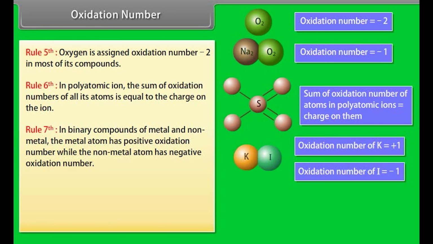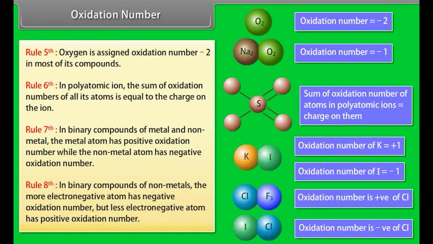Rule seventh. In binary compounds of metal and non-metal, the metal atom has positive oxidation number, while the non-metal atom has negative oxidation number. Rule eighth. In binary compounds of non-metals, the more electronegative atom has negative oxidation number, but the less electronegative atom has positive oxidation number. Oxidation and reduction in terms of oxidation number.